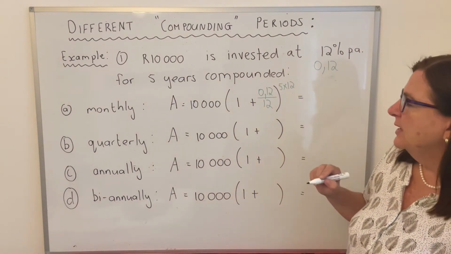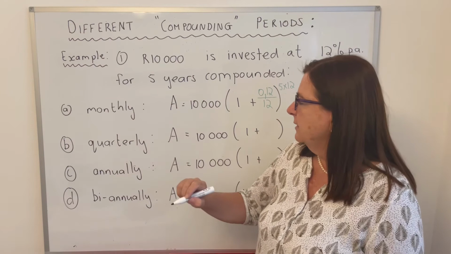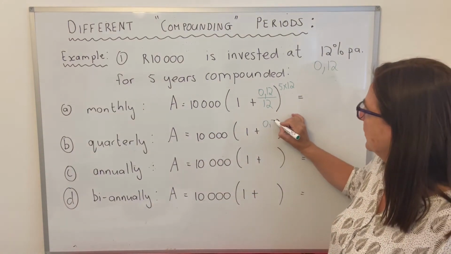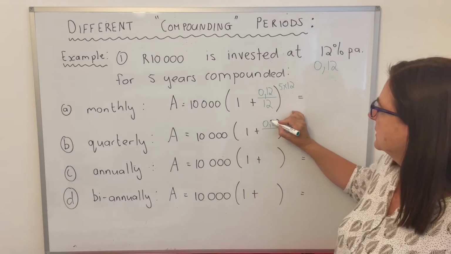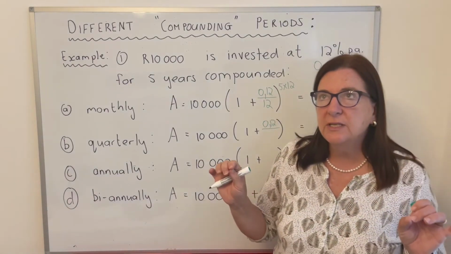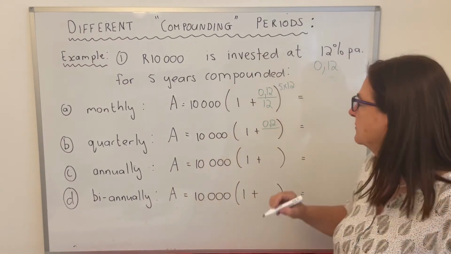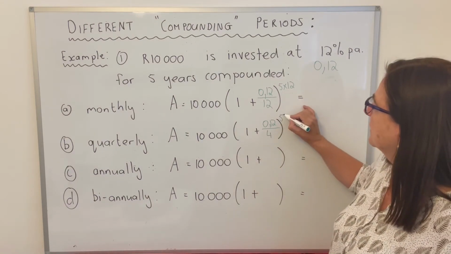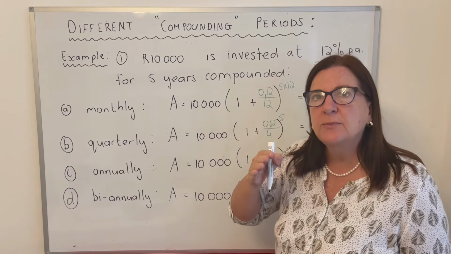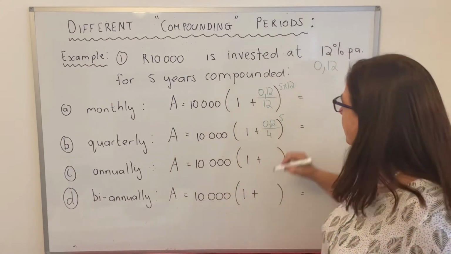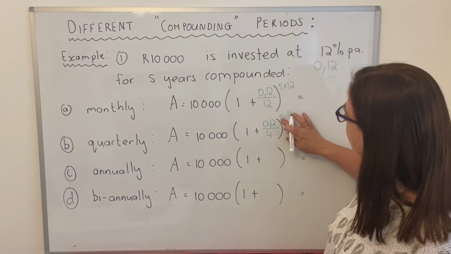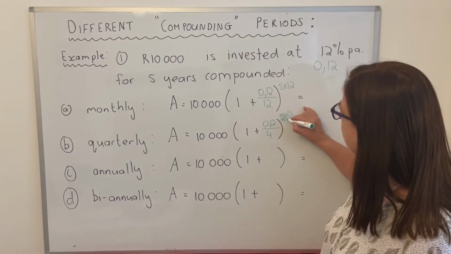Okay. Then if we look, if it's charged quarterly, my 10,000, then it's going to be still 12% per annum, 0.12. But if it's charged quarterly, that's 4 times a year, so it's divided by 4. 5 years, but it's charged 4 times every year, so that's 5 times 4, which is 20. Let's replace that with 20. Okay, so you know how we got it.